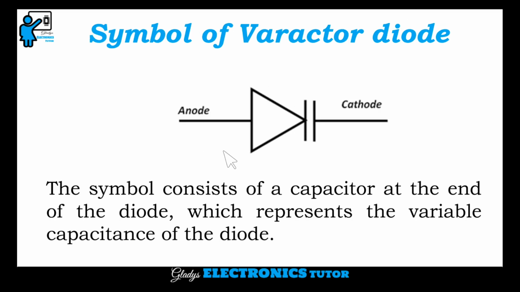So this is the symbol of varactor diode. The symbol consists of a capacitor at the end of the diode, which represents the variable capacitance of the diode.